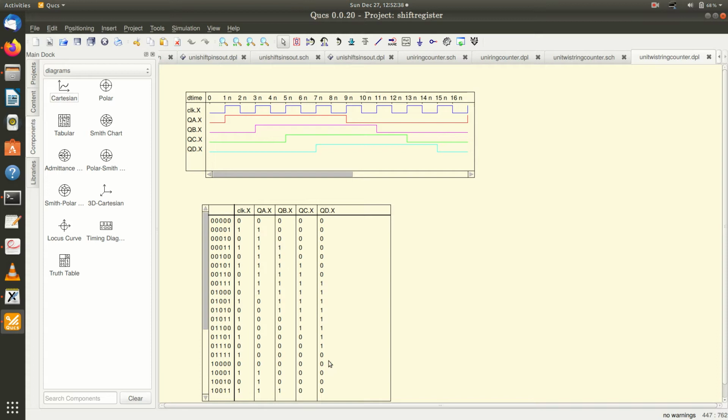Now you can see that it counts 8 clock cycles, that is 2n clock cycles, so n is 4 here. I have a 4-bit stage, and it counts 8 clock cycles.